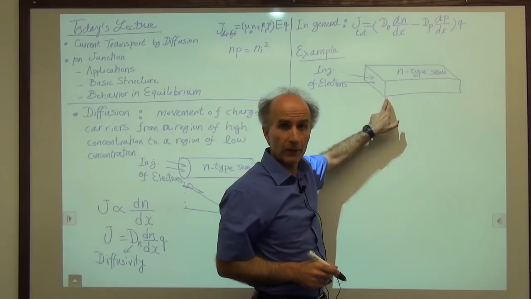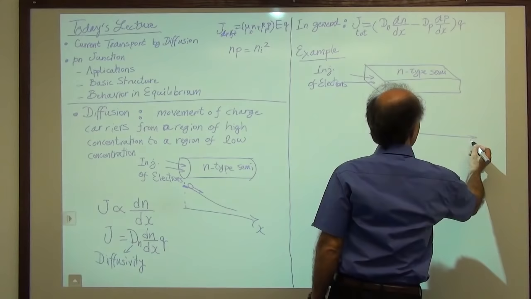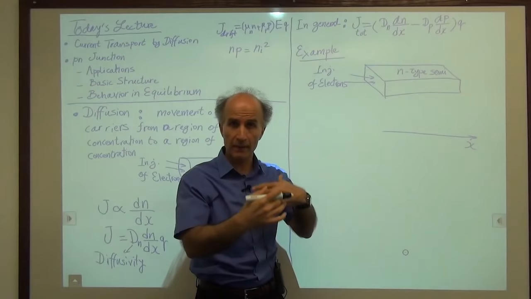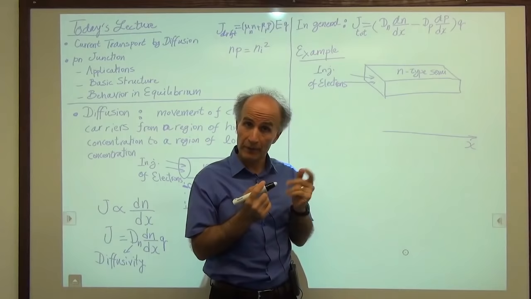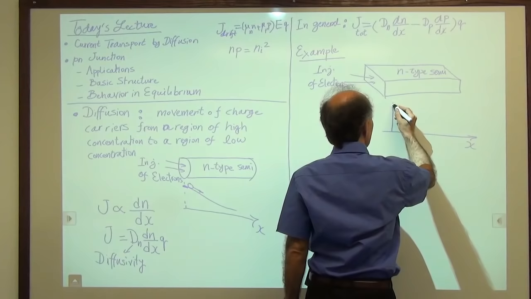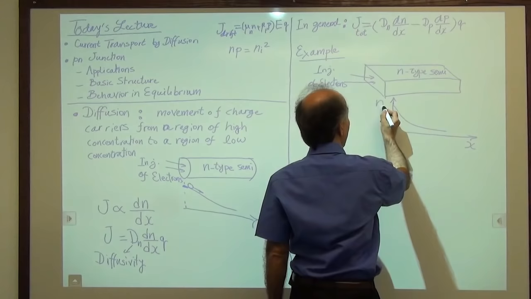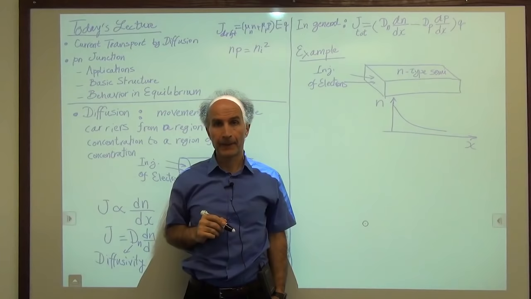And we examine the concentration of electrons from here to here. So this is distance, and we plot the concentration. We go in here for some particular device, some particular arrangement. We measure the concentration as a function of x. And what we observe is as follows. We see that the concentration goes like this. So this is n as a function of x. Okay? It's not a straight line going down. It has this behavior.